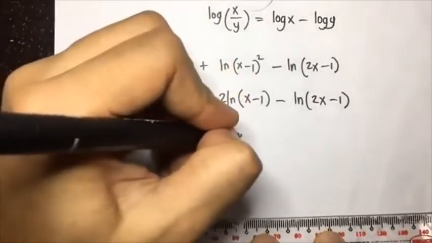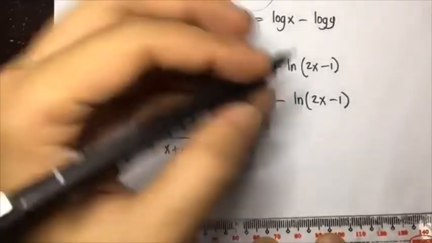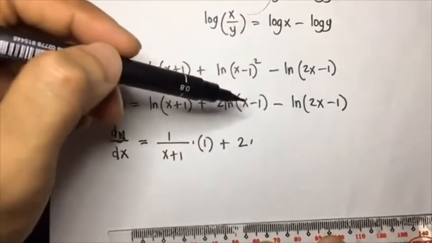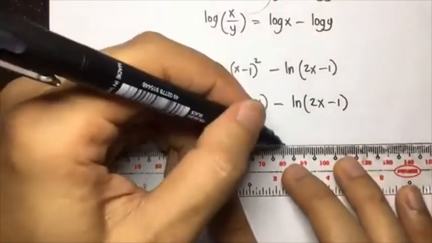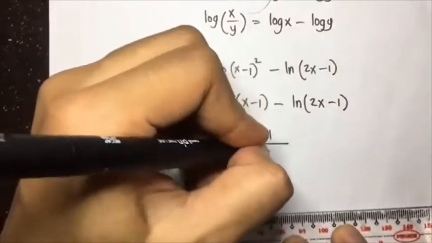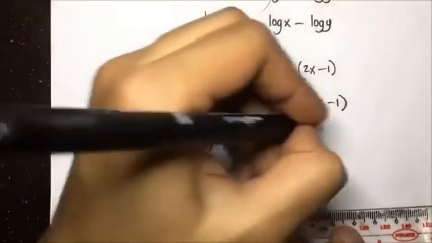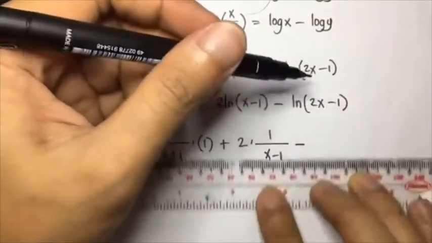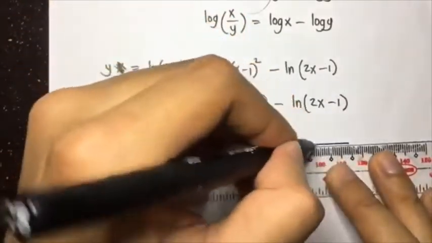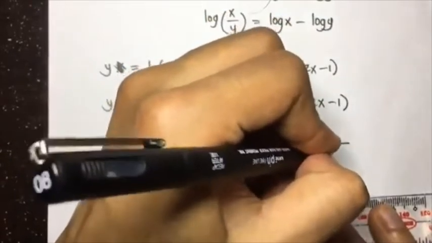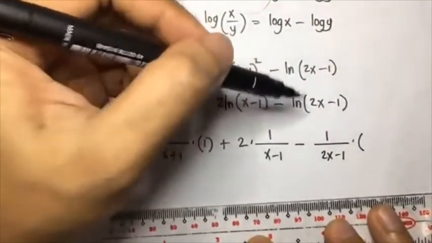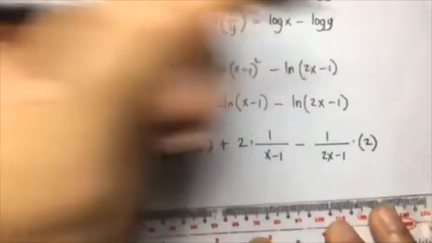plus we have 2 multiplied by the derivative of ln of x minus 1, so that is 1 over x minus 1, minus the derivative of ln of 2x minus 1, which is equal to 1 over 2x minus 1 multiplied by the derivative of 2x minus 1, so that is 2.